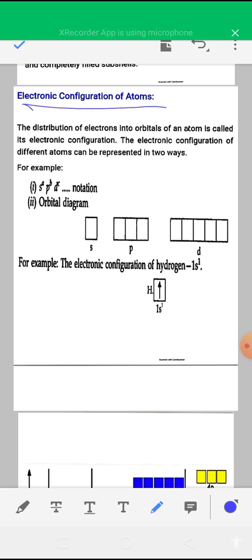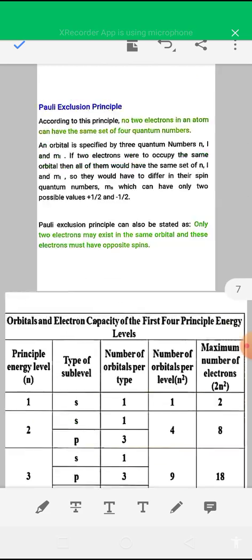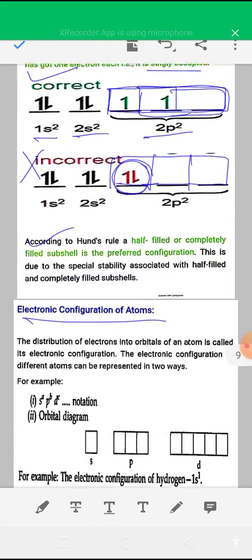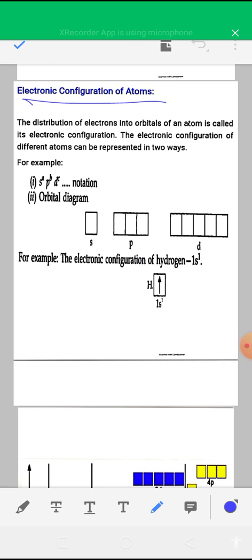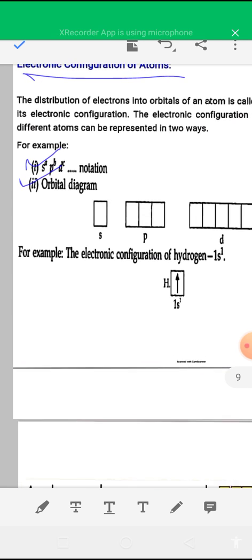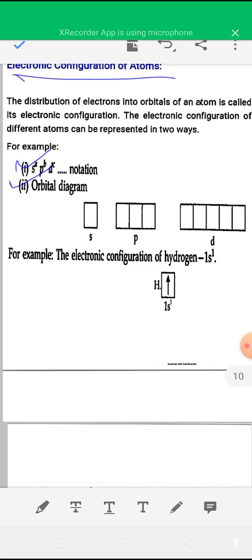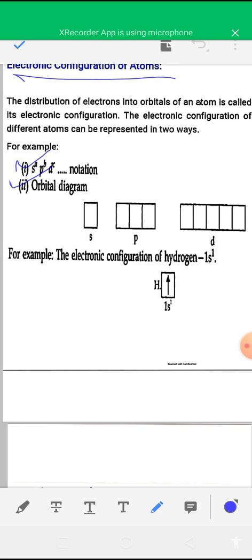So during writing electronic configuration, you have to follow these rules: Hund's rule, Pauli exclusion principle, and Aufbau principle. There are two types of notation for writing the electronic configuration of an atom. One is SPDF notation, another is orbital diagram. For example, the electronic configuration of a hydrogen atom.